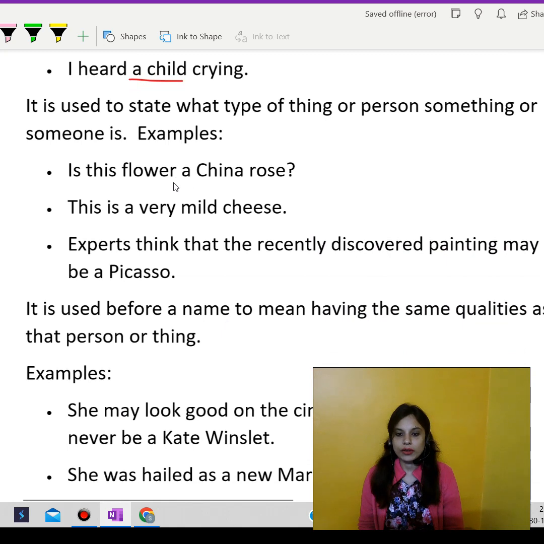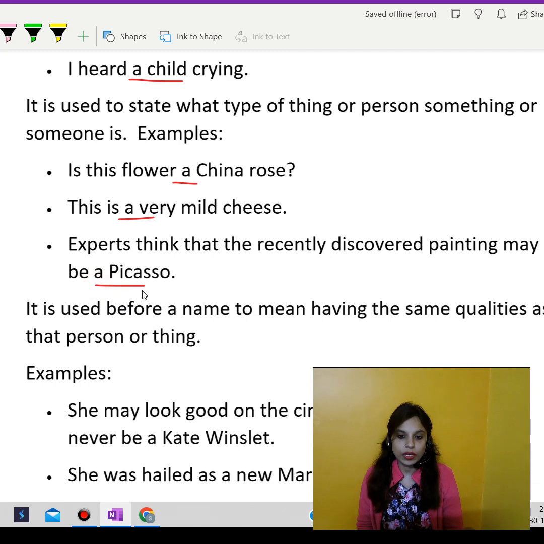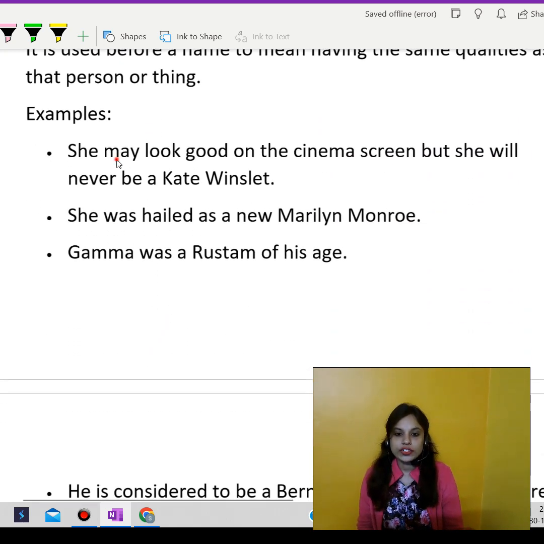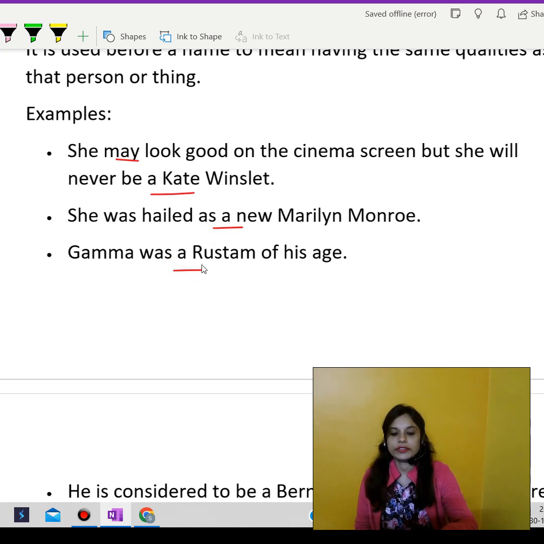Okay, is this flower a China rose? A China rose. Okay, this is a very mild cheese. A very mild cheese. Experts think that the recently discovered painting may be a Picasso. A Picasso. Some more examples. She may look good on the cinema screen, but she will never be a Kate Winslet. She was hailed as a new Marilyn Monroe. So, a new Marilyn Monroe. Grandma was a Rustum of his age. Okay, so a Rustum of his age.